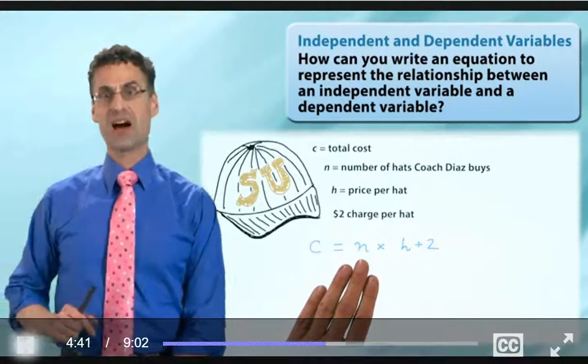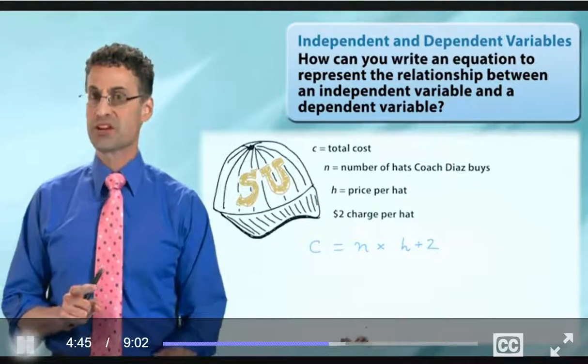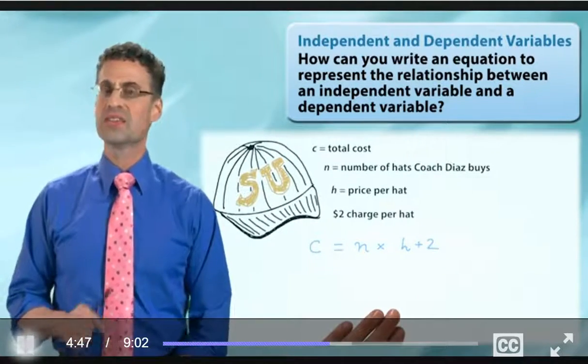Let me give you a second right now and see if you can see what needs to be added to this equation to actually make it correct. I'll give you a hint. They're curvy.